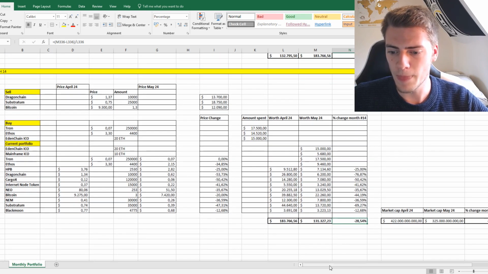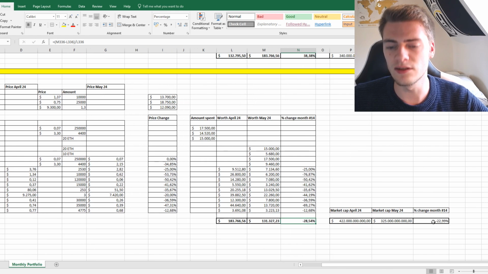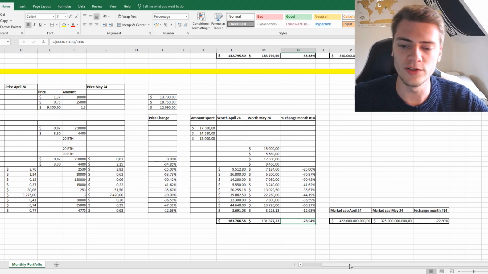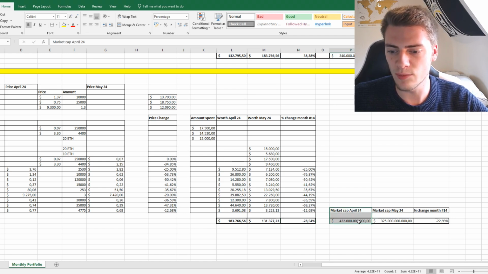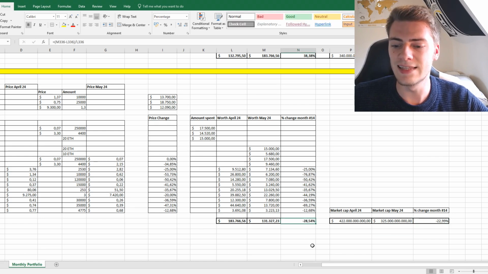That's not good. But if we look at the market cap, we see that it's not that bad. I hold a lot of altcoins, so it is normal that the value of my portfolio goes down more than the market cap, because the market cap is especially Bitcoin, and Bitcoin is the most stable one. So I think 29% compared to a market loss of 23% is pretty much okay. We see that the market cap went from 422 billion to 325 billion, which means 23%. So it's 5.5% more loss than the market cap loss of this month.